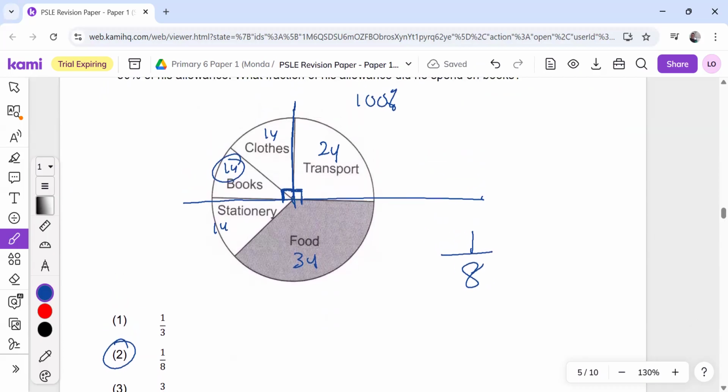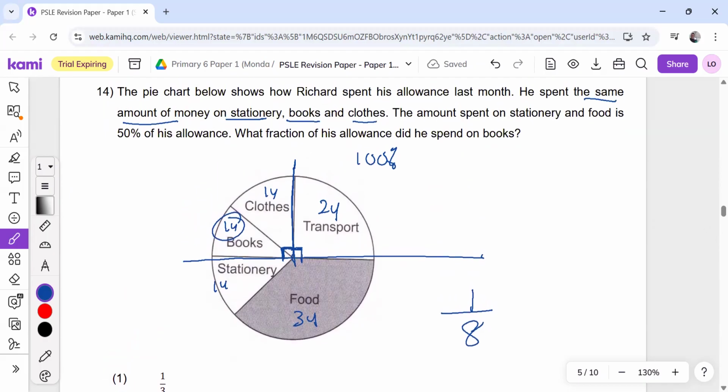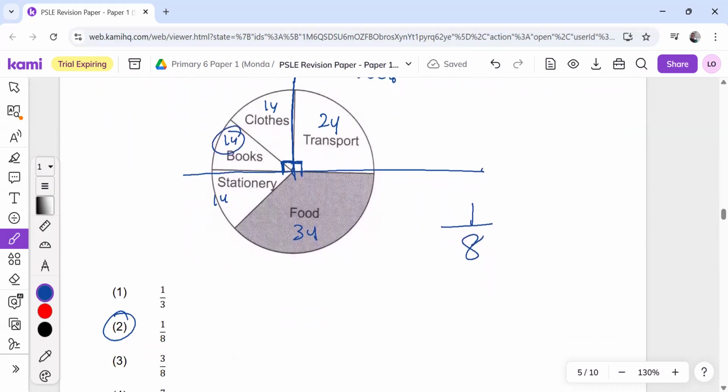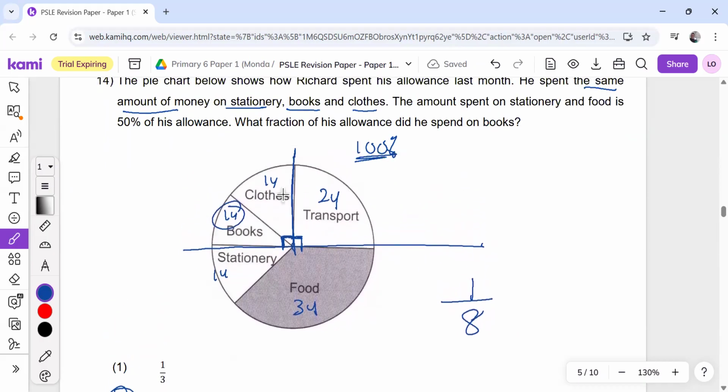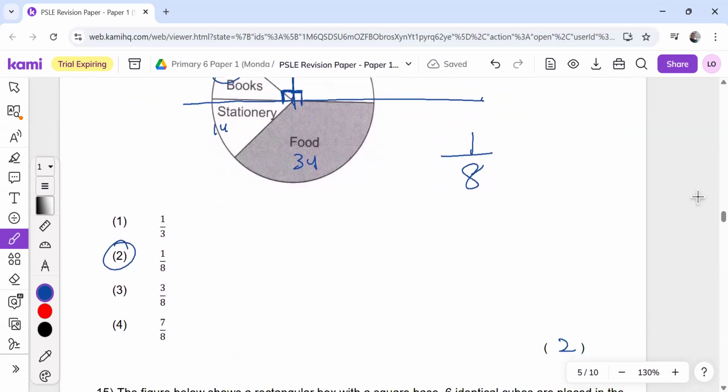Got it? Do you get answer number 2? Okay, let's move on. But did I do any percentage here? Well, I didn't really use any percentage. I used the units to get the answer. So that's also possible. Okay, let's go on to the next one.